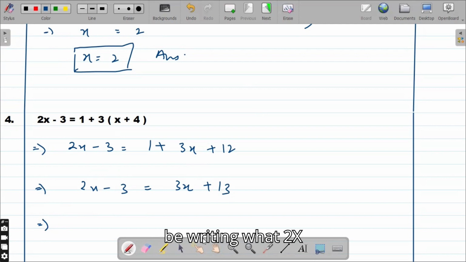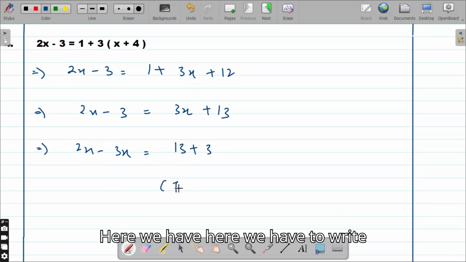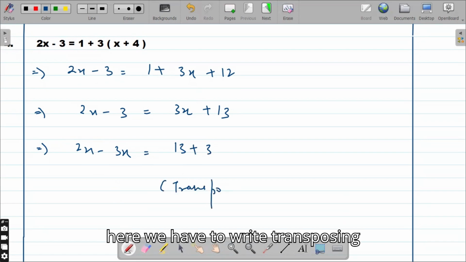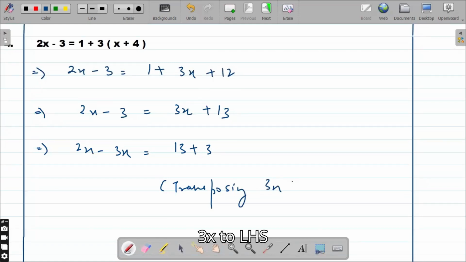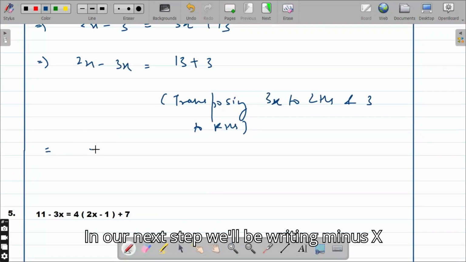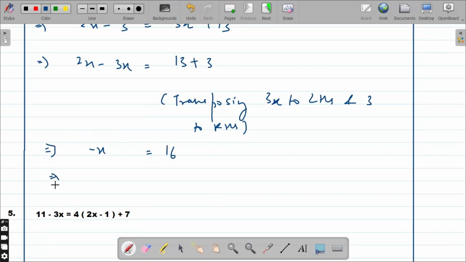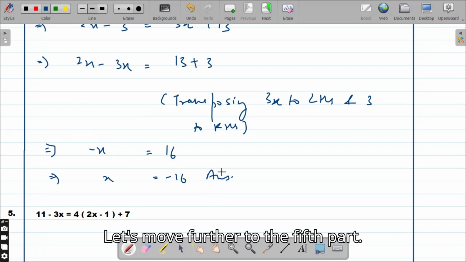In our next step, we will be writing what? 2x minus 3x and 13 plus 3. Here we have to write transposing 3x to LHS and 3 to RHS. In our next step, we'll be writing minus x is equal to 16. So our answer will become x is equal to minus 16. This is our answer.